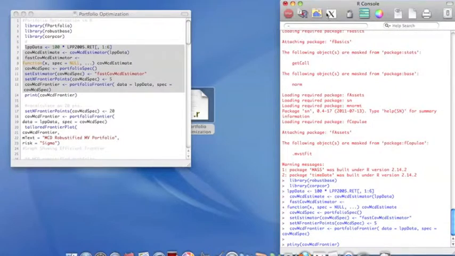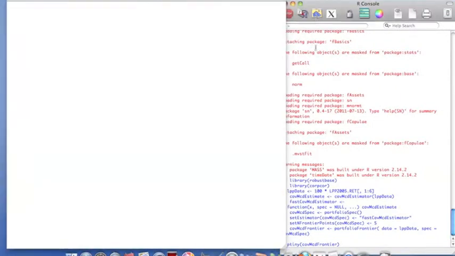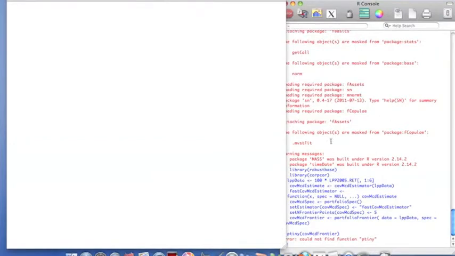I'm getting all my data. All right, and we're going to start making the estimates. You see I'm using three different libraries: the fPortfolio, the RobustBase, and the CorpCar.